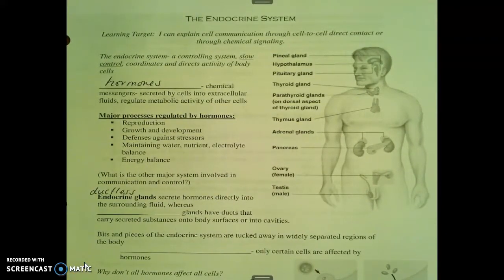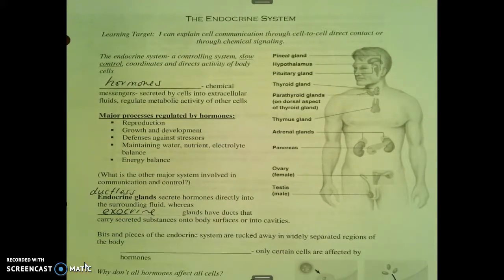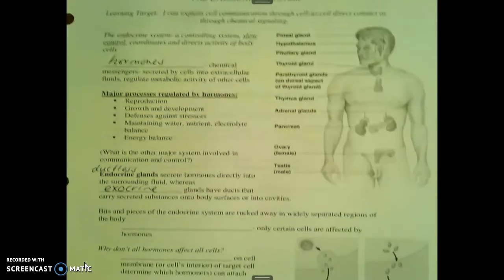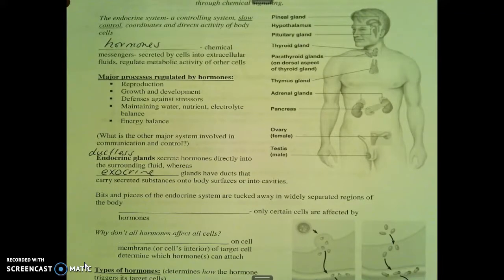There are some other glands that we're not going to look at specifically here, but they're known as exocrine glands, and those are glands that do have ducts, for example, sweat glands. We're going to focus here, though, on the ductless, or the endocrine glands. So we've got hormones oozing directly into extracellular fluid, traveling through the blood supply.